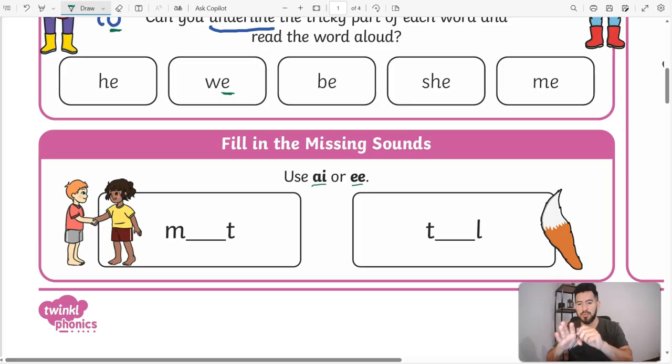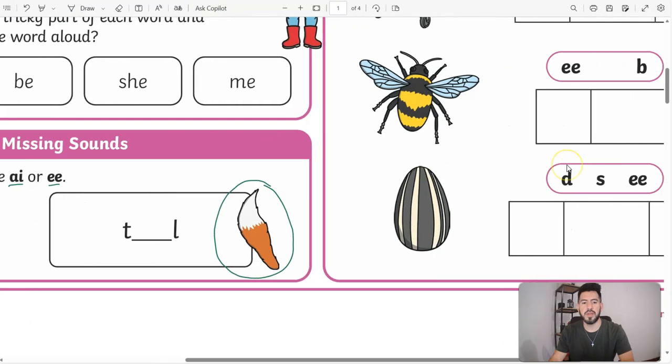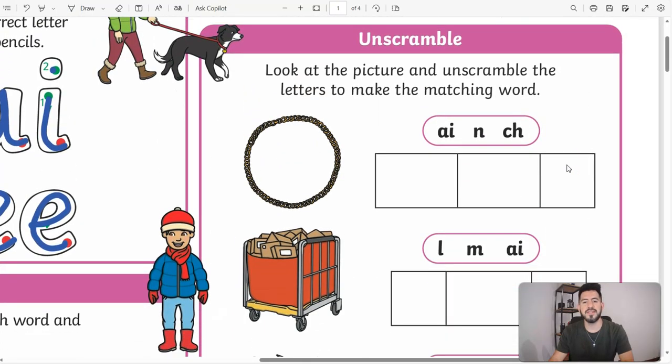So, what should we write there? Here now we have the tail of a fox maybe, or the tail of a dog. But it's a tail, T-A-L. So we should again write the missing sound. After that, you can move on to this, unscrambling. Look at the picture and unscramble the letters to make the matching word.